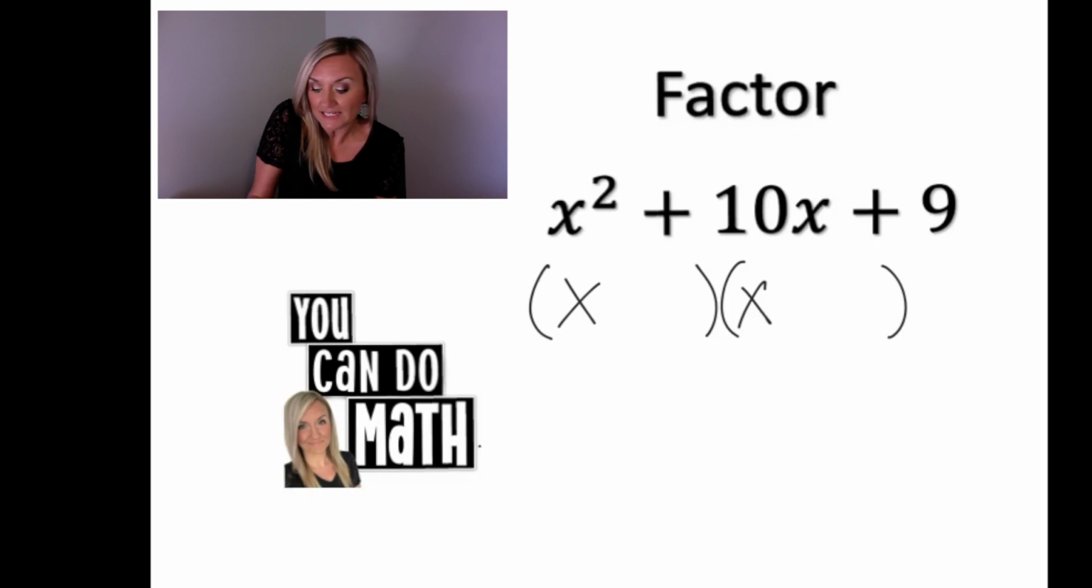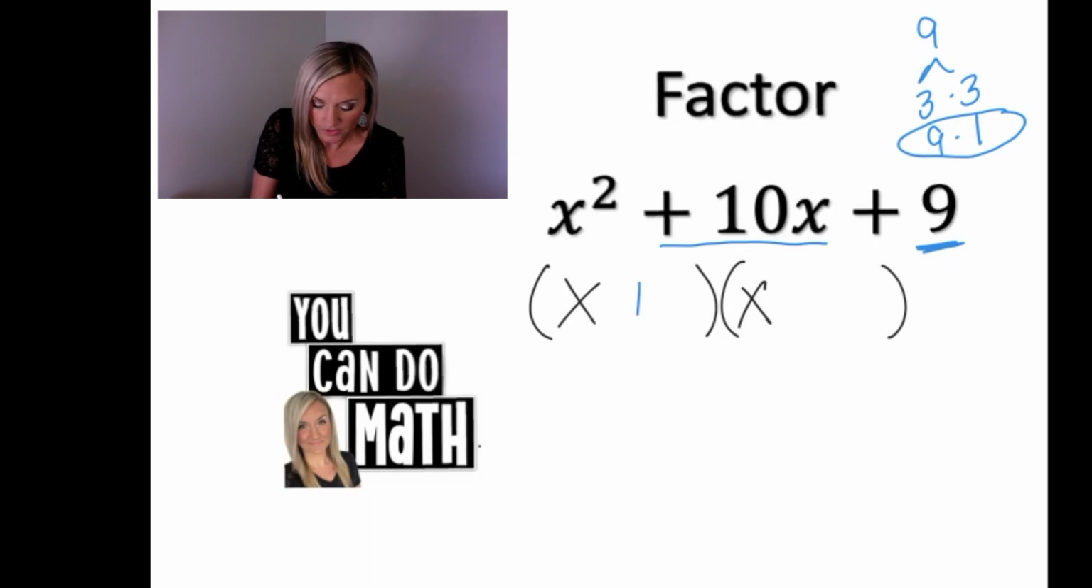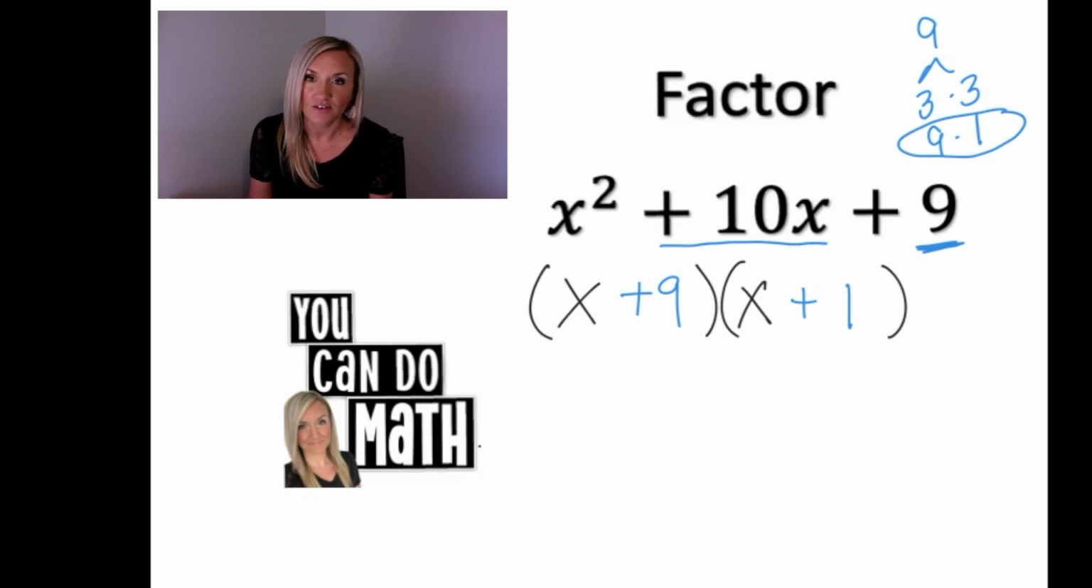Now the last term is 9, and we need to think of all of the factors of 9. So 9 would be 3 times 3 or 9 times 1. And one of those pairs is going to work for our factored form, and it's going to be the one that will add or subtract up to our middle term of 10. If you take a look, 9 and 1, if I add them, I get 10. So I'm going to take a plus 9 and a plus 1 and put that into our parentheses, and there you go. There's your factored form, the quantity of x plus 9 times the quantity of x plus 1.